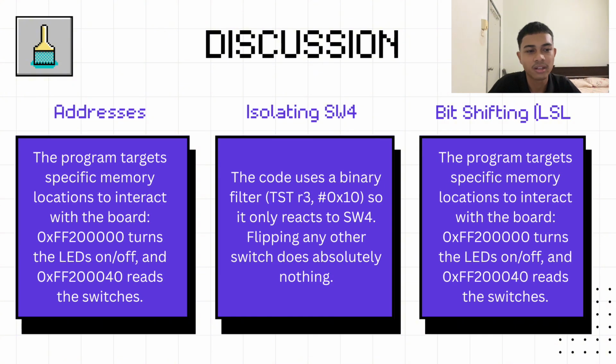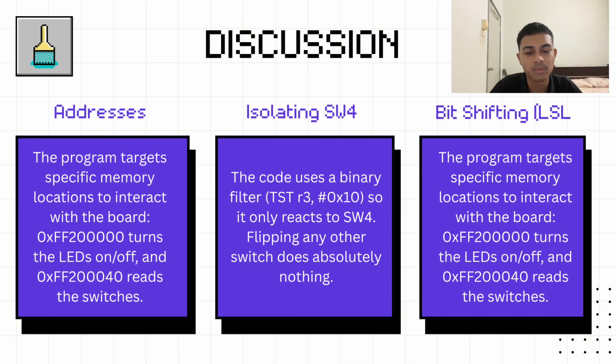red LEDs on and off, and we query address 0xFF200040 to read the current physical states of the slider switches. Second, for isolating switch 4 to ensure our system exclusively reacts to our target trigger, the code applies a precise binary filter using the test instruction, which is TST R3, #0x10, because #0x10 corresponds to bit 4 in binary. This masking operation acts as a shield.